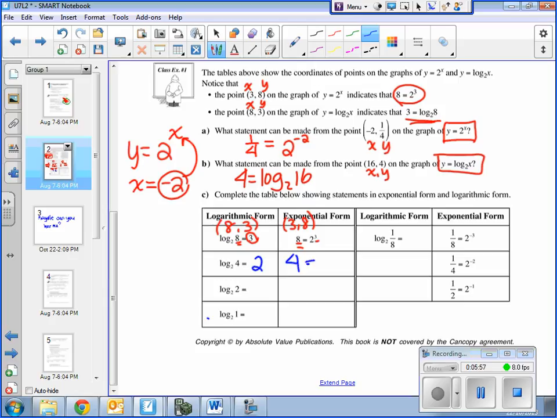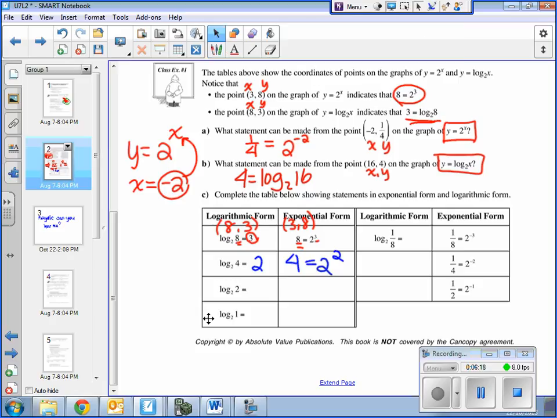Equals, and then our base stays the same. So our base is 2. And then our exponent was our value, so it'll be 2 squared. You can do it in your calculator because you know that 2 squared equals 4, so you know that that's also true, okay?